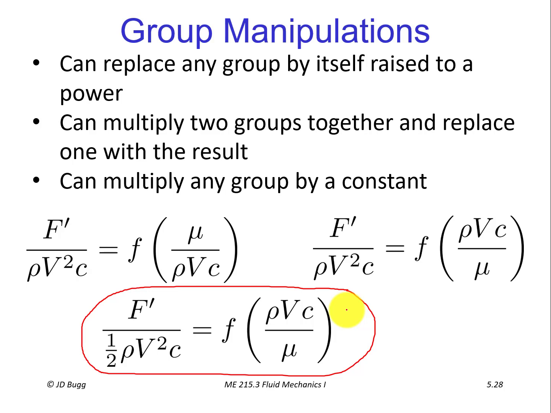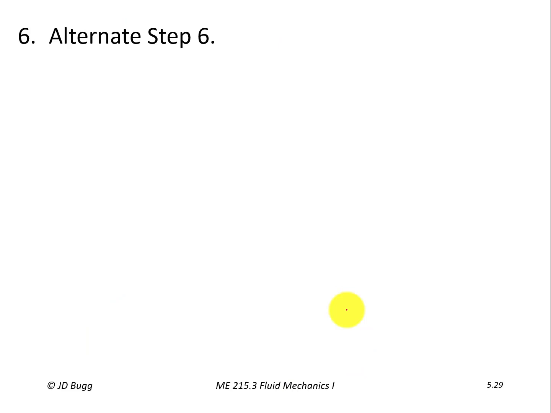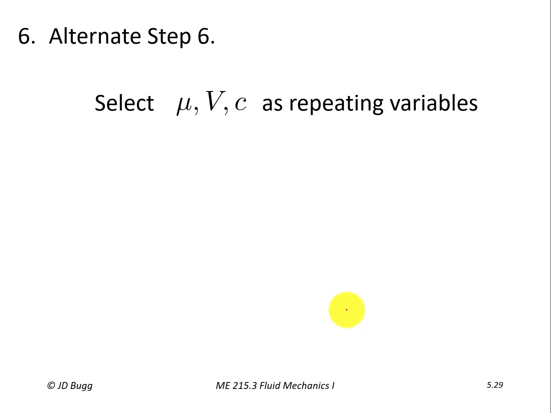Now, remember that at step 6 of this procedure, we had some choice. We could have chosen a different set of repeating variables. So what I'm going to do now is rewind back to step 6 and look at an alternative, a different choice of repeating variables made at step 6. So we'll look at an alternate step 6. So let's say at that point we had chosen mu, v, and c as repeating variables instead of rho, v, and c. Well, realize mu, v, and c is still a valid set of repeating variables.